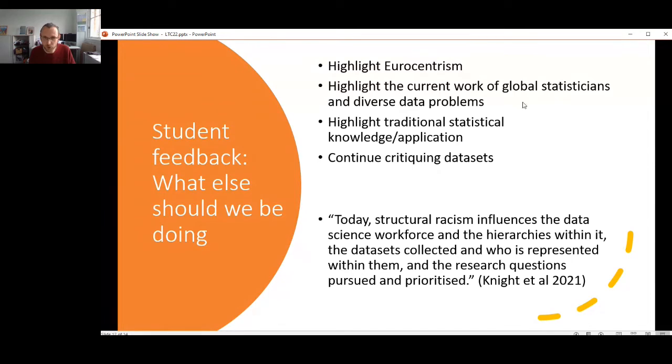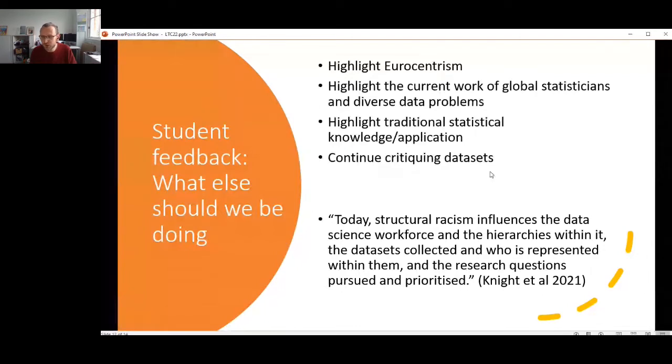They want to explore more global data sets, more global problems, and something which we want to work on together is trying to look at traditional statistical knowledge, especially that which might not be documented so well in the written tradition, but maybe in the oral tradition, which might include even a greater diversity of knowledge.